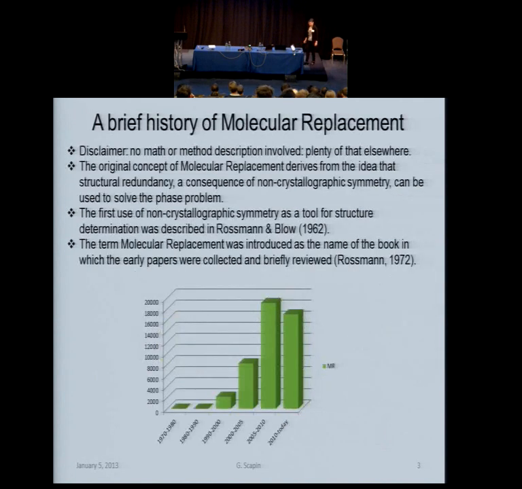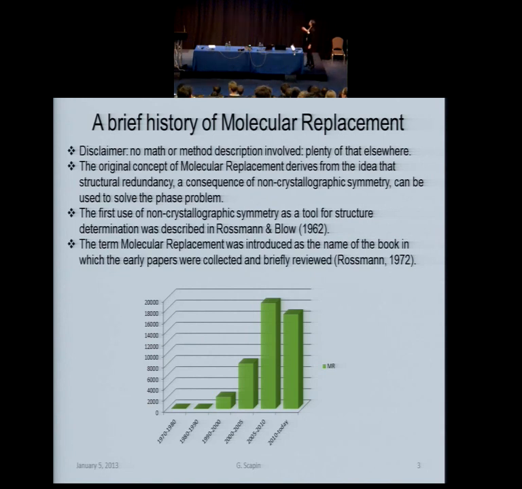The concept of molecular replacement started in the early 60s, and the term molecular replacement was actually the title of a book that Rossmann and Blow assembled, with a few initial papers on the topic and their reviews of the papers. And since then, it has gone a very long way.